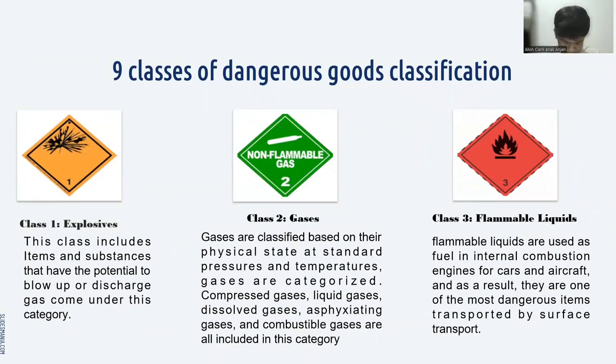The following are the 9 classes of dangerous goods classification that workers and society can know or can learn. First is class 1, explosive. This class includes items and substances that have the potential to go off or discharge that come under this category. Class 2 is gases. Gases are classified based on their physical state at standard pressure and temperature. Compressed gas, liquid gas, dissolved gas, refrigerated gas, and combustible gas are all included in this category.